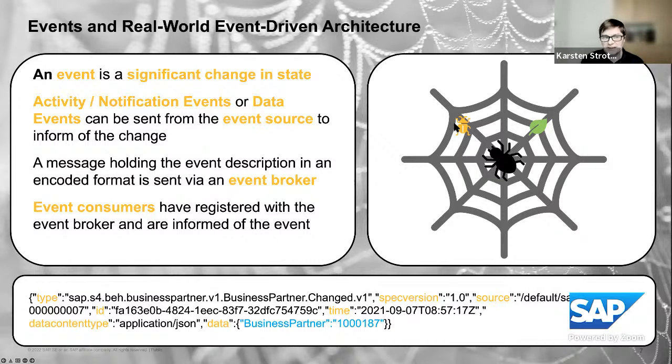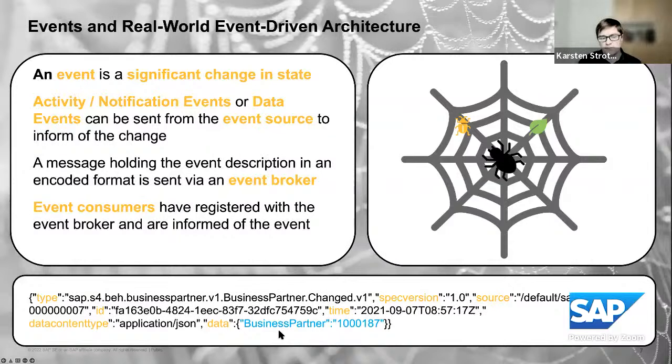So you've already seen a few of the important terms here. An event is a significant change. There are notification events. This is what's happening here. The spider just gets informed that something has ended up in the spider's web and then evaluates whether it is going to react. Event broker, here in this example, it's a spider's web. In the real world, it's going to be Event Mesh. And there are event consumers. They, in the end, wait for events to occur to take action.